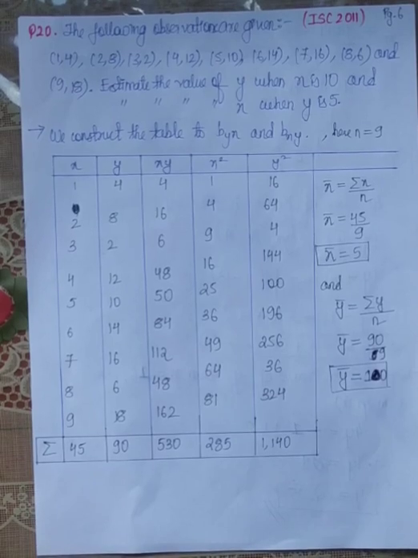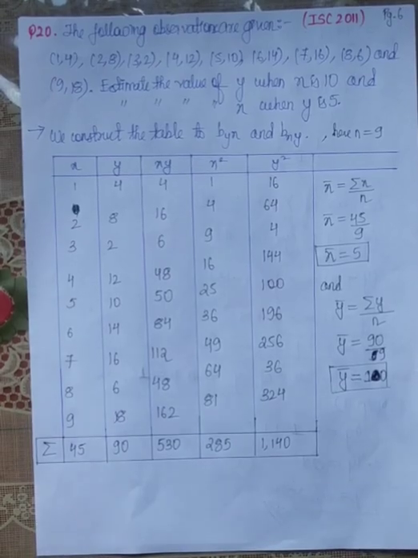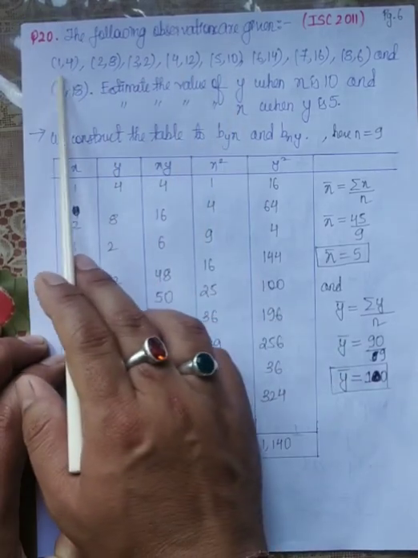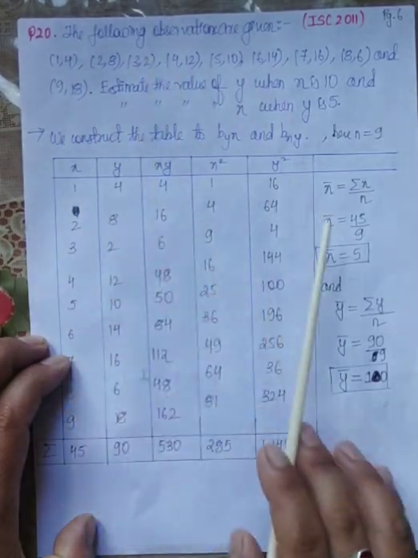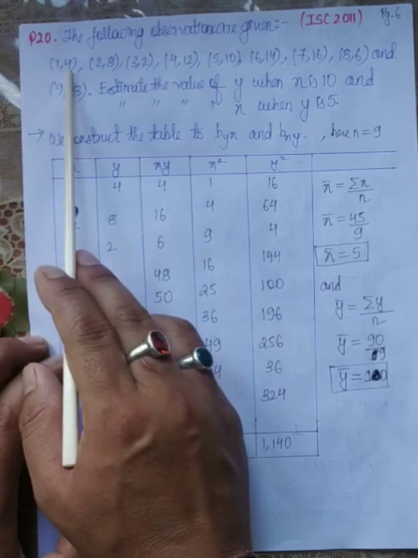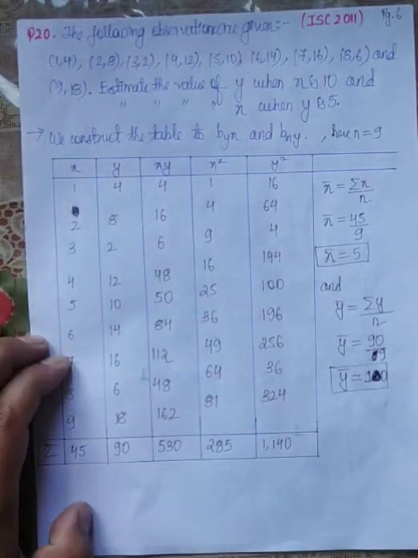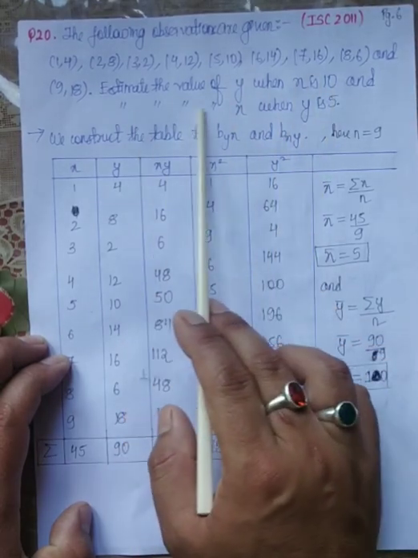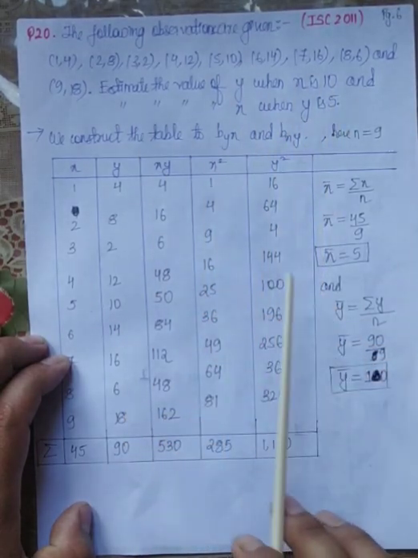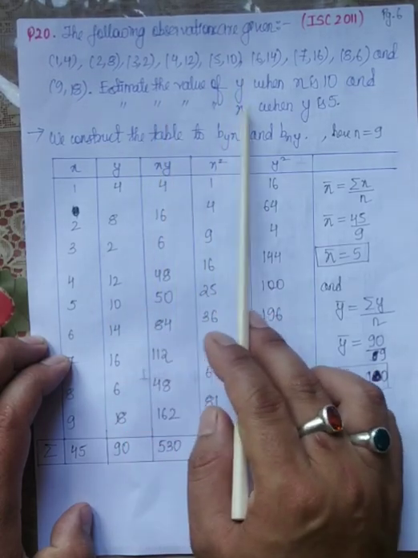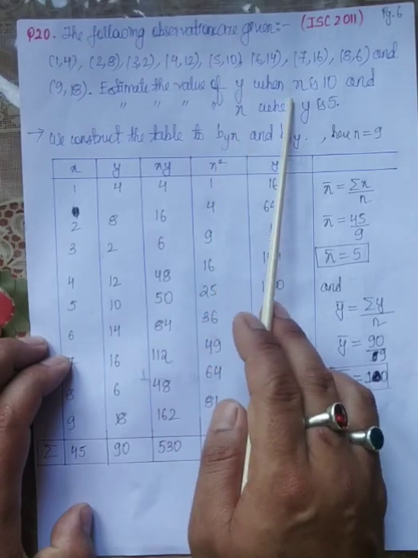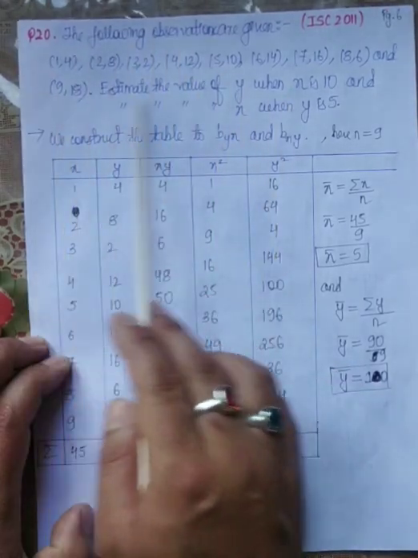Alright, so next one is question number 20, which is ISA 2012. The question is a bit different. Let us see the question. For the following observations, which are given out here, in terms of coordinates, the first one is the value for x, the second one is the value for y, similarly till here. Estimate the value for y when x is 10 and estimate the value for x when y is 5. So we need to find the value for y and the value for x. All in all, I need to find the regression line of y on x and the regression line of x on y from this given observation.